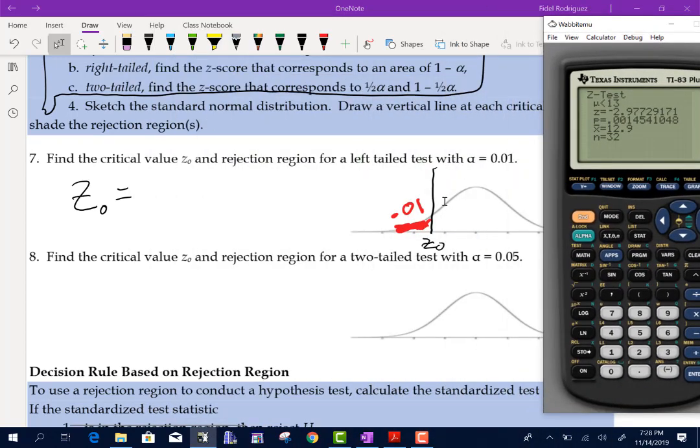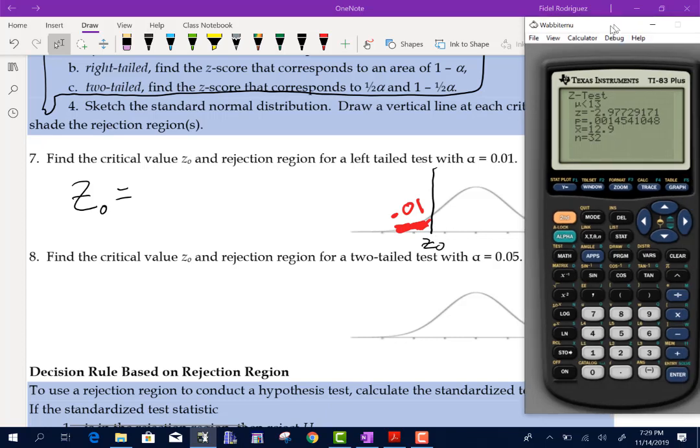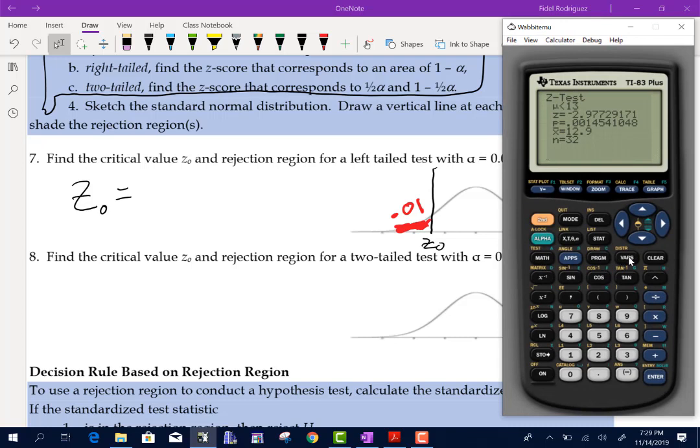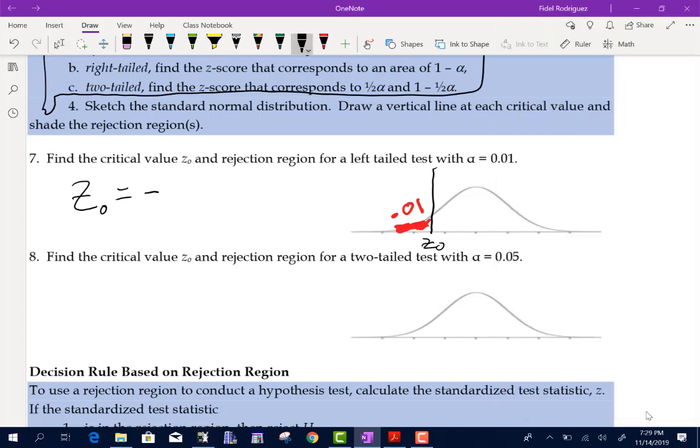So if I'm trying to find the z-score, the z-value, when I know the area to the left is 0.01, don't I go second vars, and then don't we go inverse norm? And what's the area to the left? 0.01, okay, close it off. All right, and what's the z-value that we came up with? There you go, negative 2.33, okay.